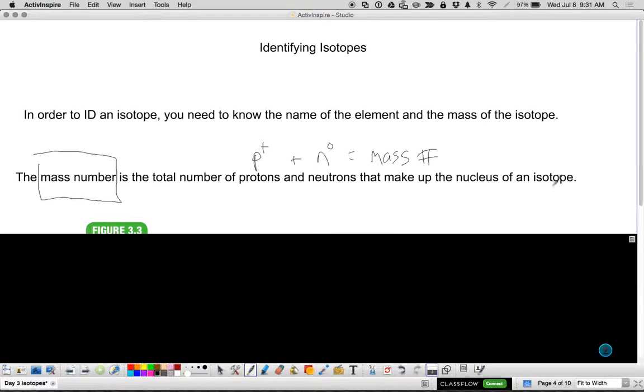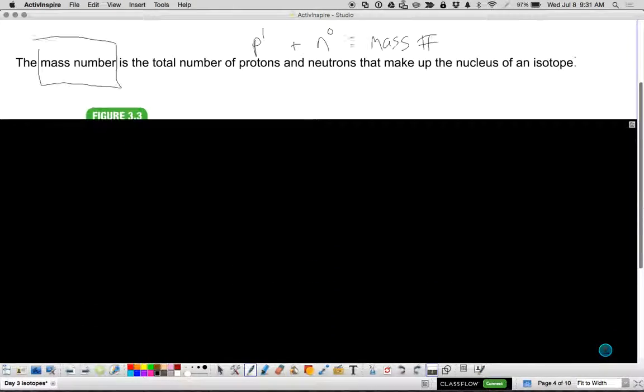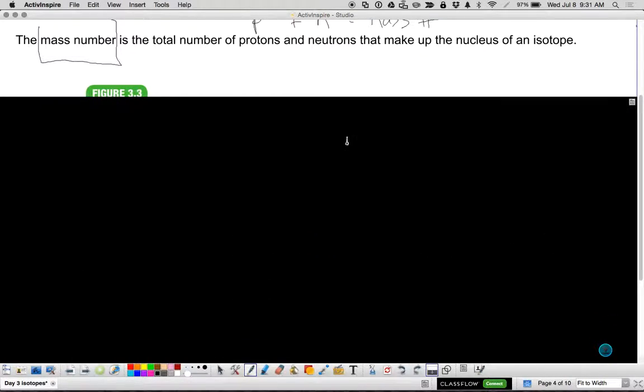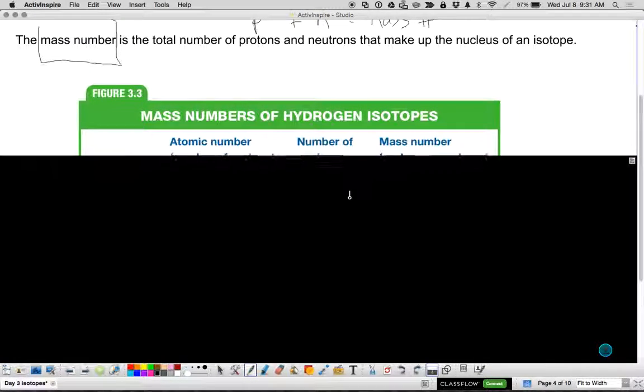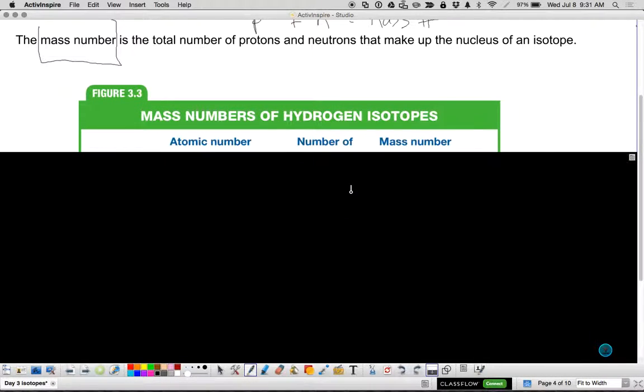Okay, so this is a diagram from your textbook, and we're actually going to fill it in. Okay, let's just... what was the atomic number again? Oh, right. That was the number of protons. Okay, and what was the mass number again? That was the number of protons plus neutrons.